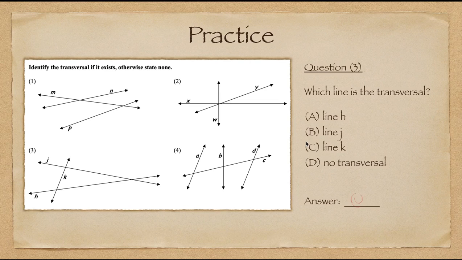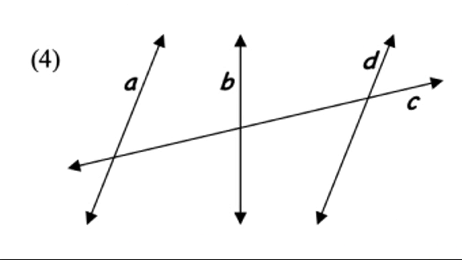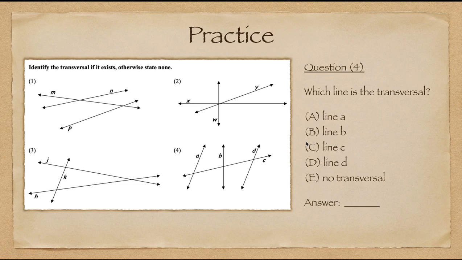Try question 3 on your own. Which line is a transversal? The answer is line K, which is answer choice C. And question number 4, you have lines A, B, C, and D. Which line is a transversal, or is there no transversal? Again, you should answer choice C, which is line C, and that is because it intersects 2 or more lines at different points.